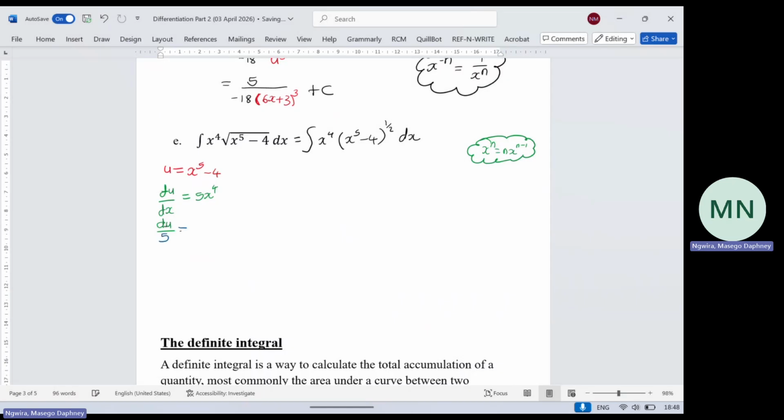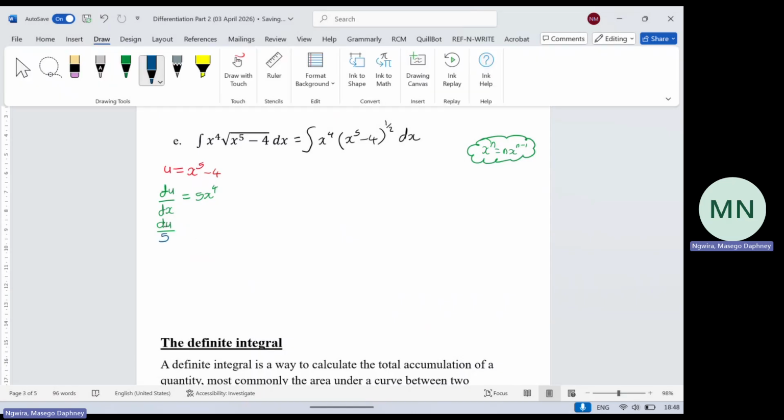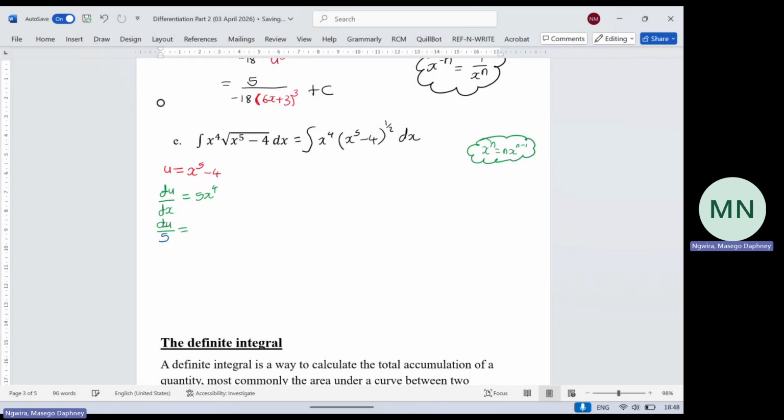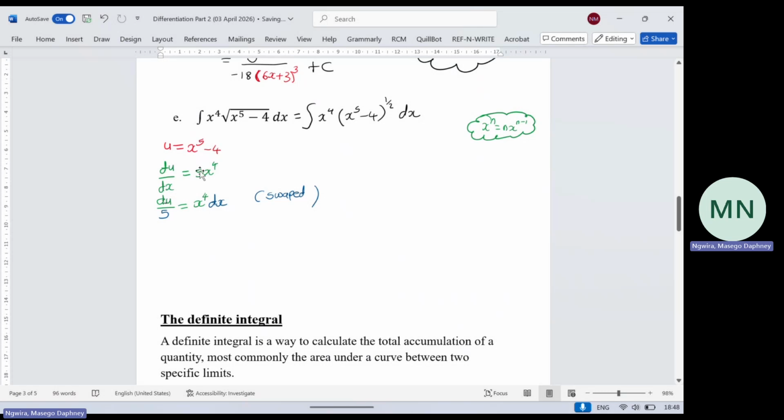And then this side, you are going to have x to the power of 4. The only thing I swapped is 5 and dx. Please note that. There's a reason why we don't swap the x, because of this x to the power of 4. You're going to see how we move around with this one. So now we can integrate.